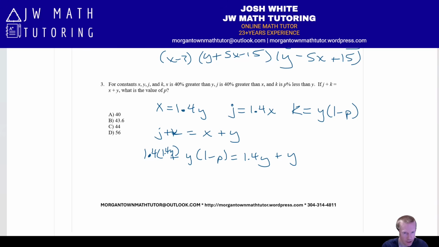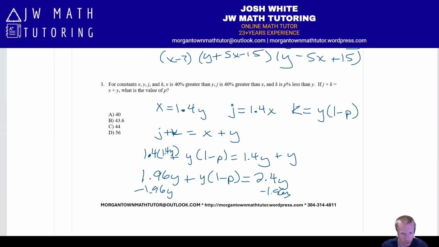So now what we end up with is, make sure I get this correct, 1.96y, that's 1.4 times 1.4, plus y times 1 minus p. I'm not going to distribute it, and you'll see why in a second. And then over here, 2.4y, you can just combine those like terms. All right, so at this point, you could technically divide everything by y, or the way that I did it is I brought this 1.96 over to the other side, subtracted it.